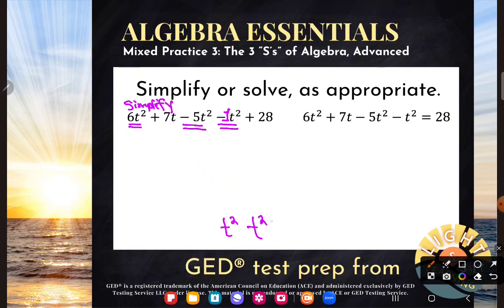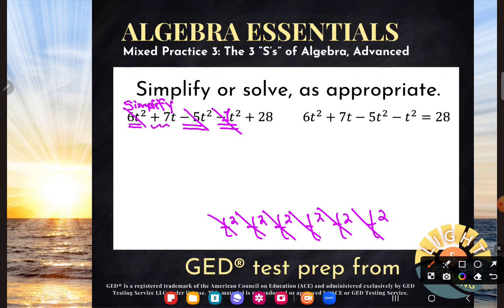If I have 6 of them, and then I take away 5 of those, and then another one, hey, they're gone. There's no more t squareds. I don't even have to write 0. I just drop them. Now, looking at my t terms, I only see the one t term. It's a positive 7t. Since it's out in front, I don't need that plus sign anymore. And then I only have the one constant term, the one plain old number, plus 28.